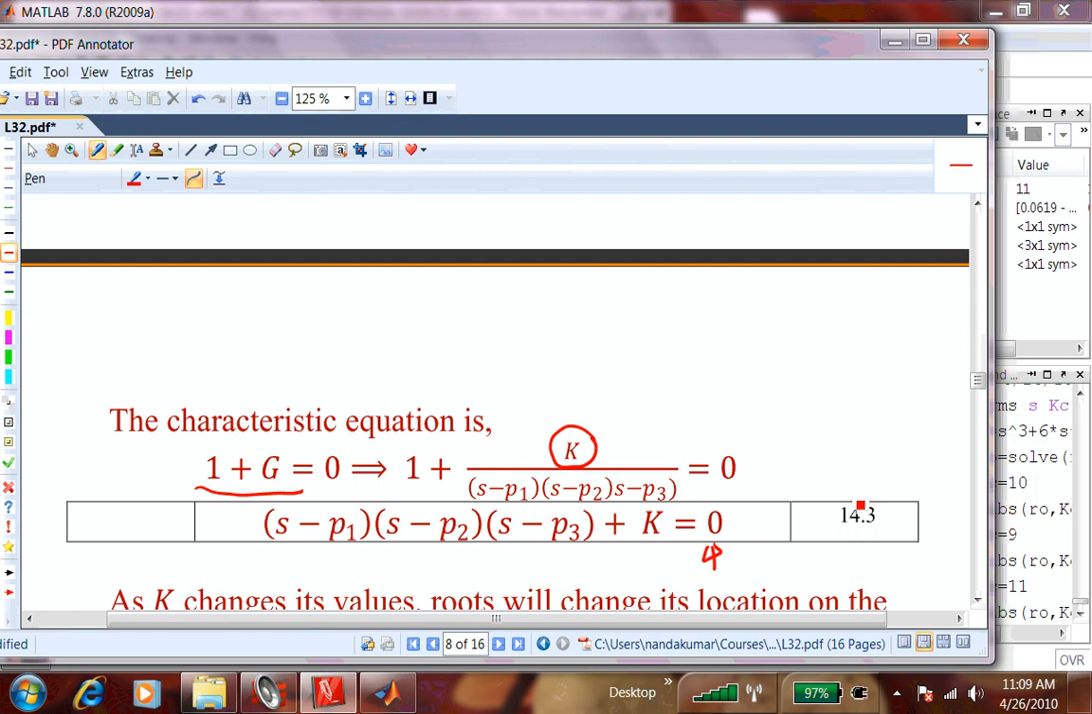So from that point, you can change K continuously and plot how these poles change into roots for various values of KC. Am I making myself clear? Are you following me?